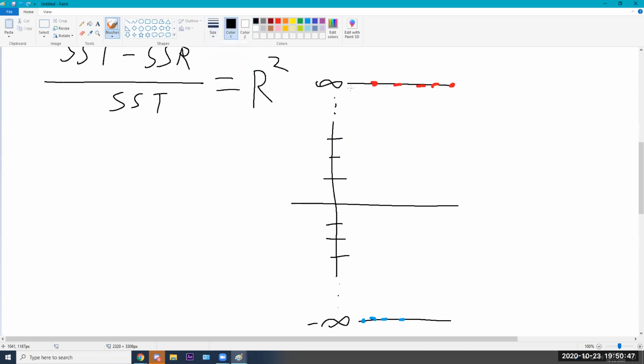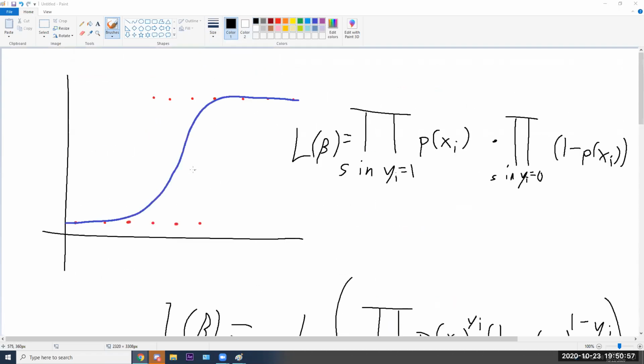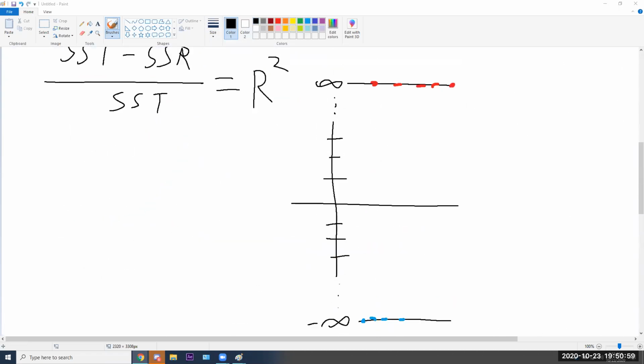And so what can we do to find the SST? Well, if you remember, like I said before, SST is, I deleted that drawing, but SST is essentially the difference between the mean line and all the individual data points, right? You get all their differences, you square them, and you add them up. Right. So here, how do you find this mean line?